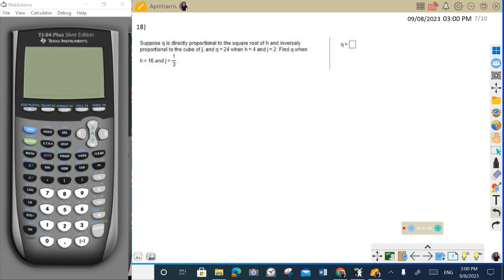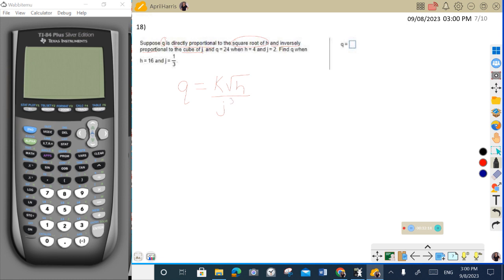Suppose Q, all right, so we got another variation problem. Q is directly proportional to the square root of H, and inversely proportional to the cube of J. Let's just write that down. Q is directly proportional, so that's going to be K times the square root of H, but inversely, so over the cube of J.